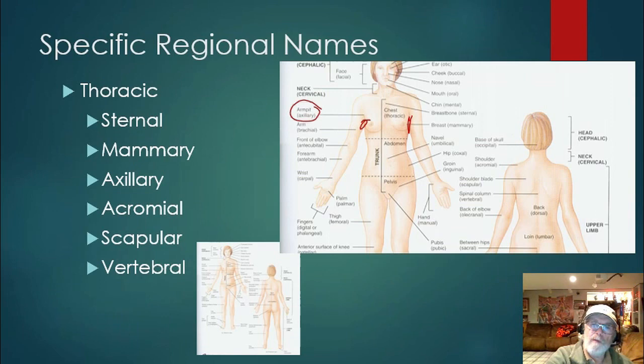When females have a breast cancer, what happens? The breast cancer frequently spreads to lymph nodes in the axillary region, or what they call axillary nodes. Okay, so the armpit region is called the axillary region.